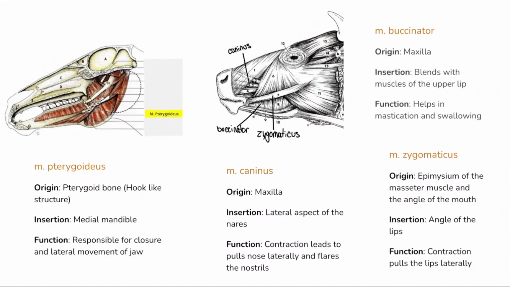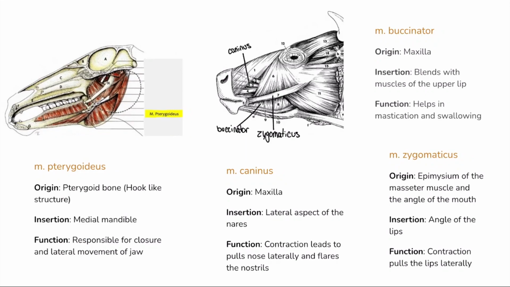And then there's the pterygoideus, which originates at the pterygoid bone, which is a hook-like structure, and it inserts at the medial mandible, and it's responsible for closing the jaw and moving the jaw laterally. And then there's the caninus, which originates at the maxilla, and inserts at the lateral aspect of the nares. And its function is to pull the nose laterally and flare the nostrils.